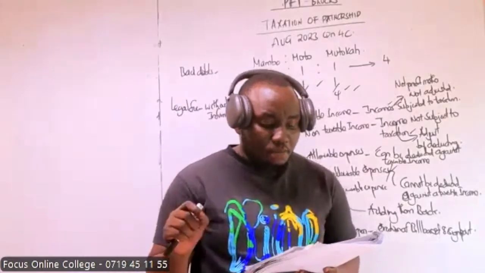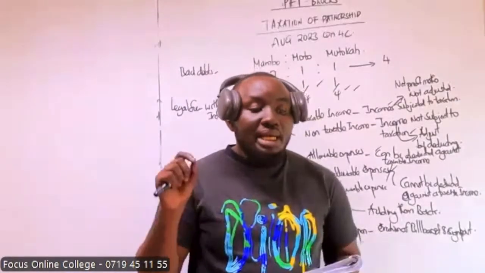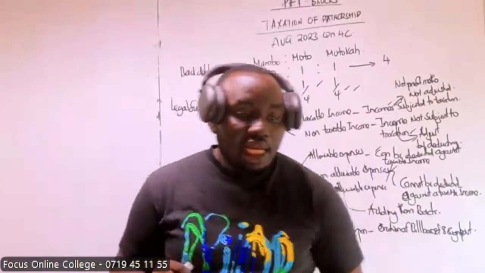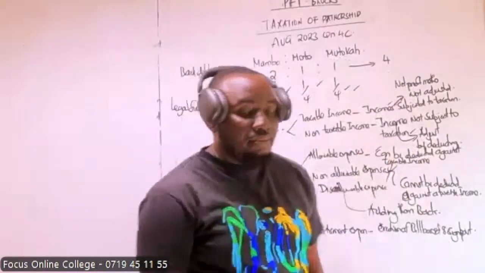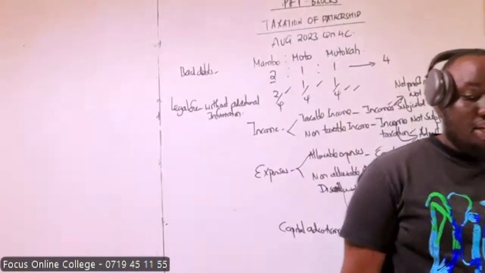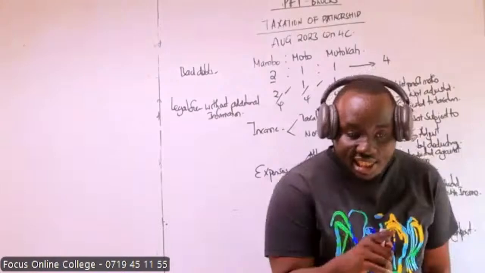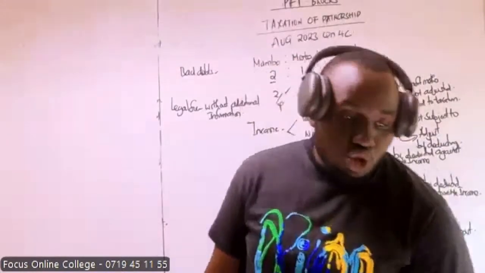Lastly, on additional information number 2, we have embezzlement by cashier. How do you treat it? When you're told a cashier embezzled funds, you cannot tell a taxman that that is an expense. It is a non-allowable expense, so that also needs to be added back.